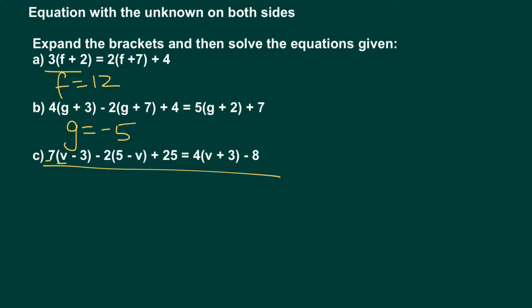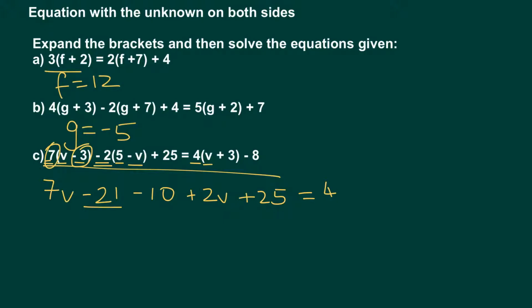We have 7 times v, which is 7v. We have 7 times 3, which is minus 21. Or the other way to look at it is positive 7 times negative 3, which is negative 21. Then we have minus 2 times positive 5, which is minus 10. Then we have minus 2 times negative v, which is plus 2v, plus 25, which is equal to 4 times v is 4v, 4 times 3 is plus 12, and then we have minus 8.